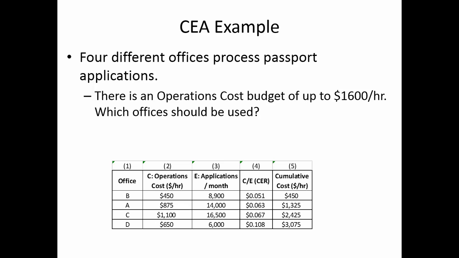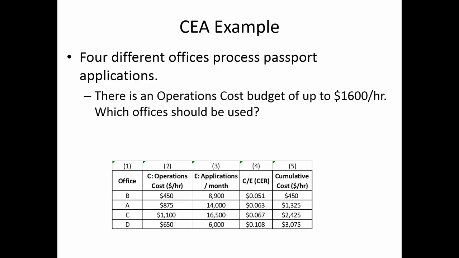And so it costs $450 per hour to have Office B operating. Then Office A, this cumulative cost that we have here is the previous amount, $450, plus the $875 it costs to operate Office A. And so it's the sum of the two. And you can see the pattern continues in Office C. It's the previous amount plus the operations cost for Office C.